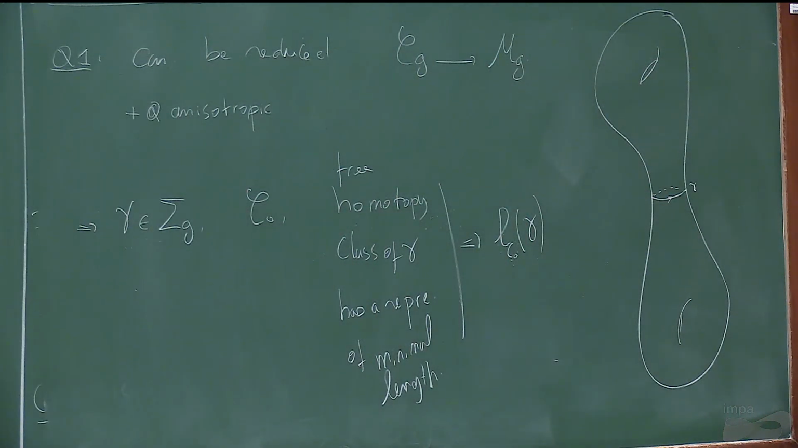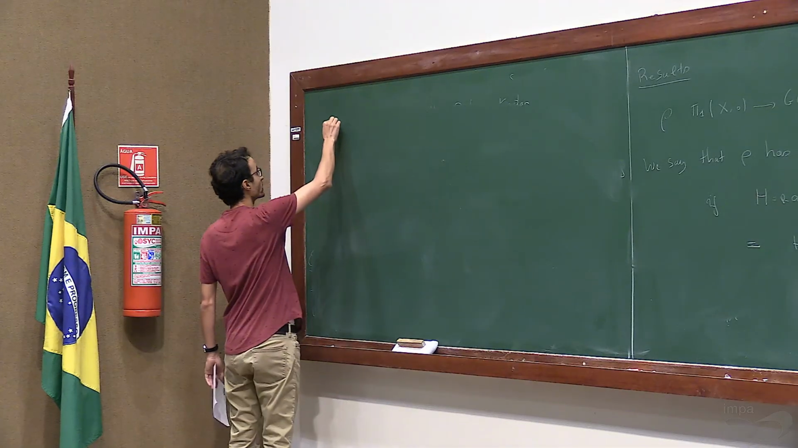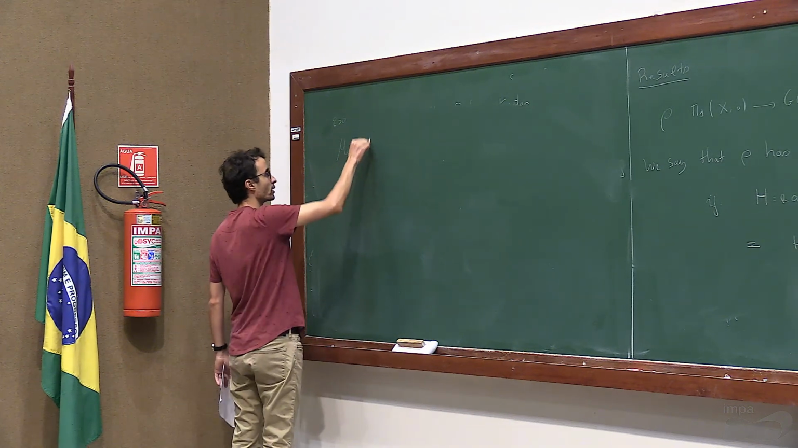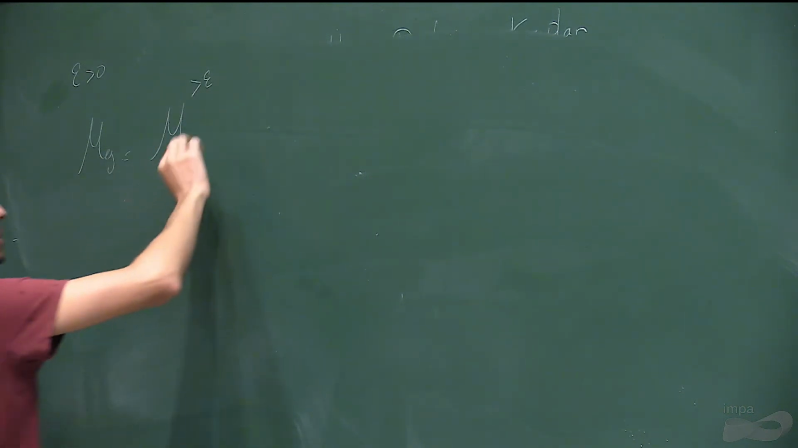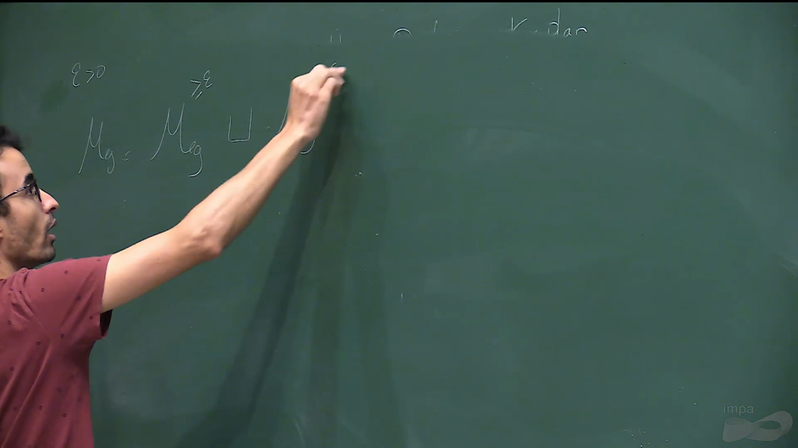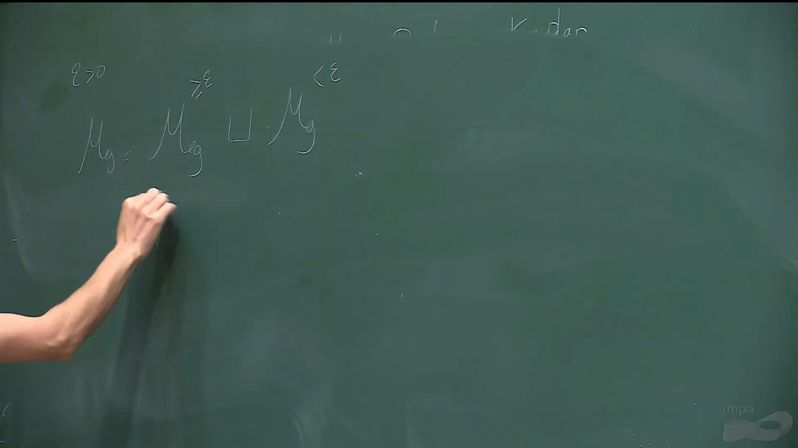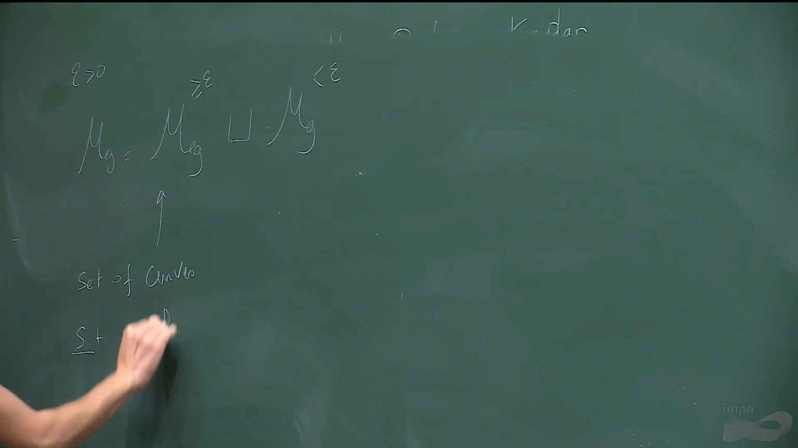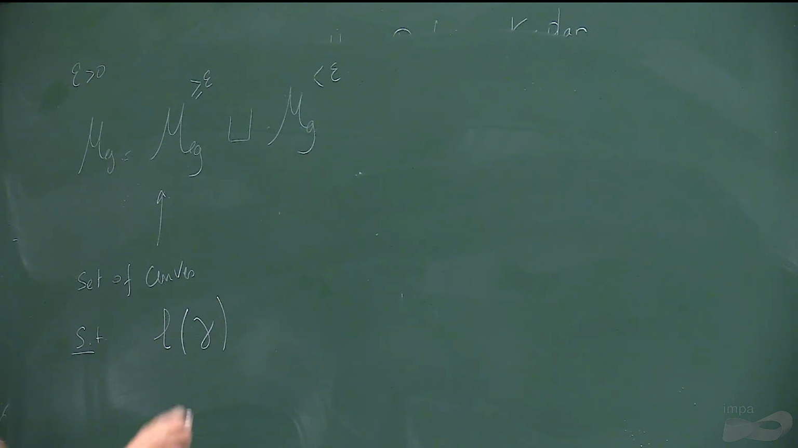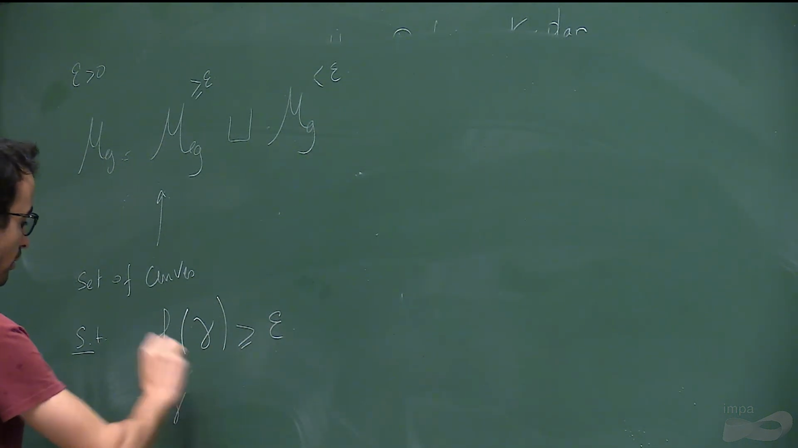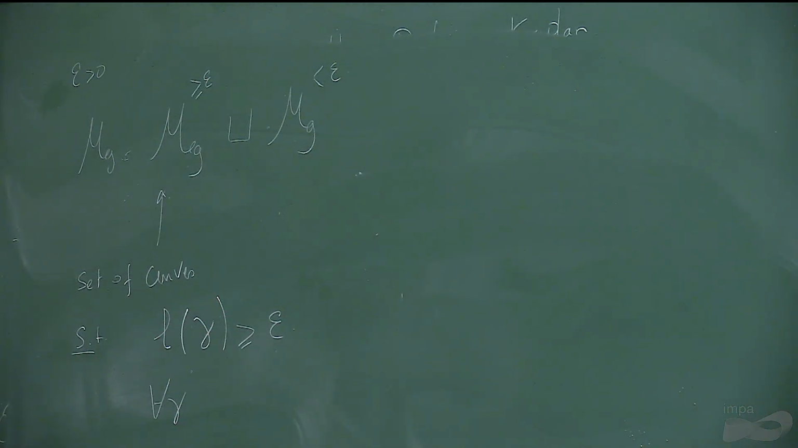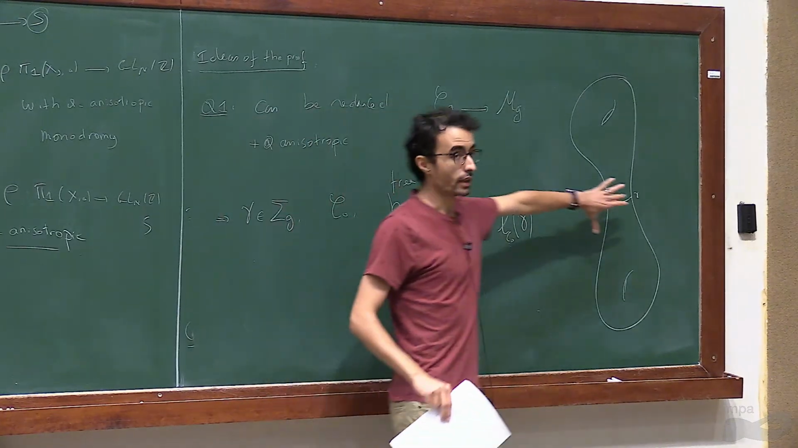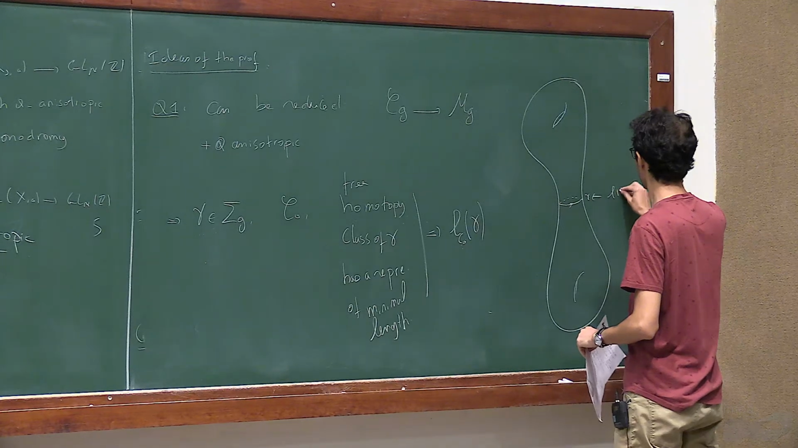Now, Mg has a decomposition into two sets. If you fix any epsilon positive, this Mg can be decomposed as Mg bigger than epsilon, disjoint union with Mg less than epsilon. And this Mg bigger than epsilon is the set of curves such that the length of any free homotopy class is at least epsilon. So the minimal length of any curve in Mg bigger than epsilon is at least epsilon. So this L of gamma here is bigger than epsilon.